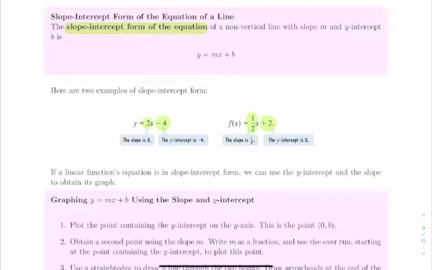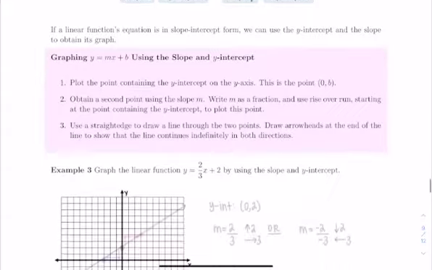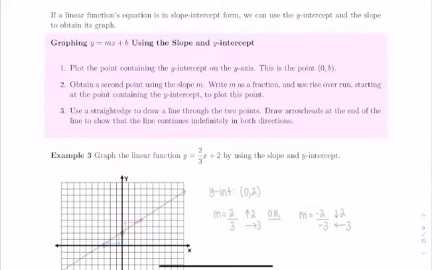If a linear function's equation is in slope-intercept form, we can use the y-intercept and the slope to obtain its graph. In order to do this, we're going to plot the point containing the y-intercept on the y-axis first. This will be the point (0, b). We obtain a second point using the slope. We'll write our slope as a fraction and then use rise over run starting at the point containing the y-intercept to plot the next point, and then use a straight edge to draw a line through the 2 points. We draw arrowheads at the end of the line to show that it continues indefinitely in both directions.